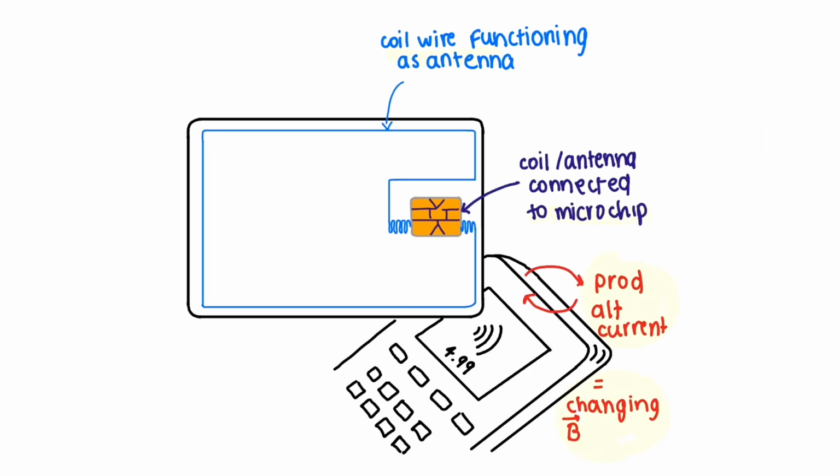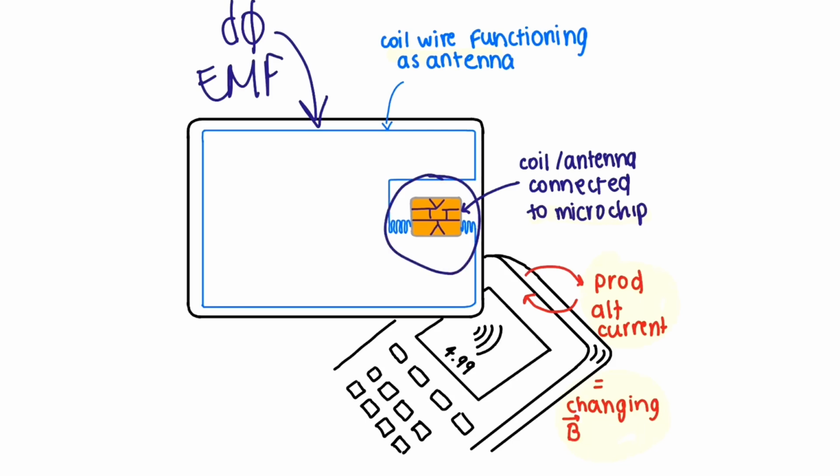So when we tap our card, there is a change of flux in these coils, which then induces an EMF, which creates an electric current through these wires in the card, which then powers our chip, which requires energy to process data and communicate with the terminal for the payment to be processed.